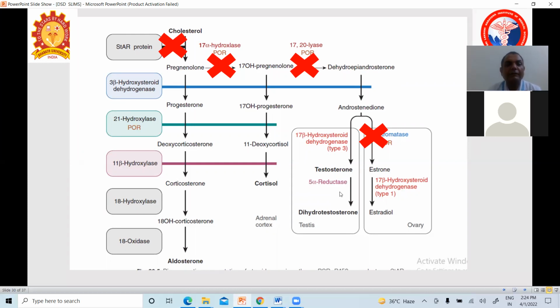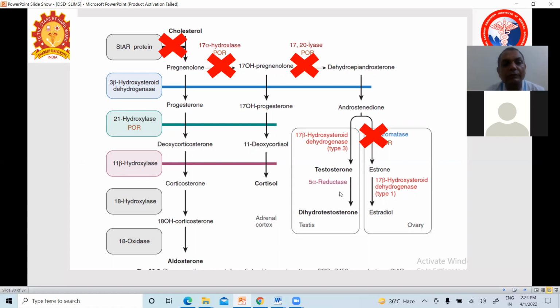If this enzyme is absent, all the sex steroid production will be inhibited, and this results in congenital lipoid hyperplasia. Okay. Another important enzyme involved in the synthesis is 17 alpha hydroxylase, and this enzyme is not needed for mineralocorticoid synthesis. This is for sex steroids.